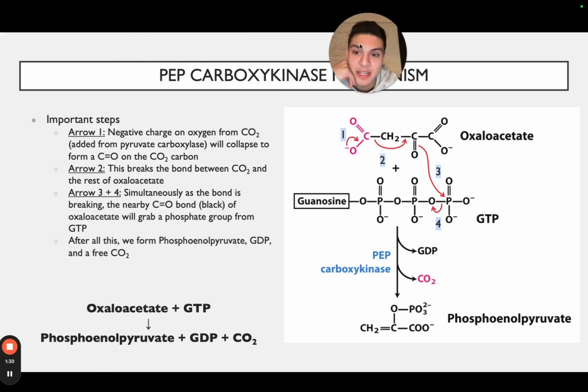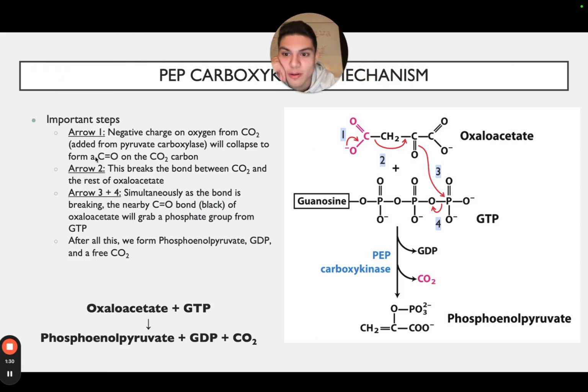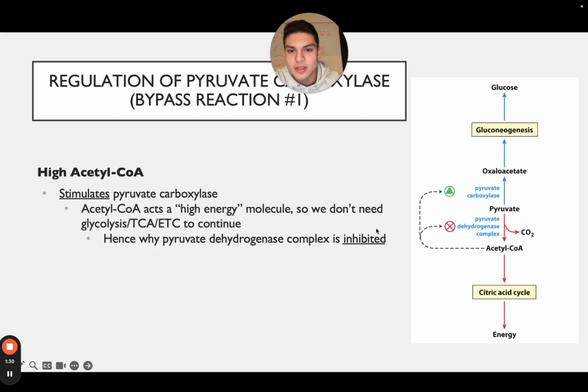Now, moving on to PEP carboxykinase, the important steps to know are arrow 1, arrow 2, 3, and 4, and we'll go through this shortly. Arrow 1 is where the carbon dioxide, that negative charge, kicks back and breaks this bond, and we use another ATP equivalent. Instead, we're using GTP, and it's going to break this bond, and our negative charge on the carbonyl group is going to grab onto one of the phosphates. And now we end up forming phosphoenolpyruvate. That's basically the mechanism. It's like a 4-step mechanism, so definitely be familiar with this as well.